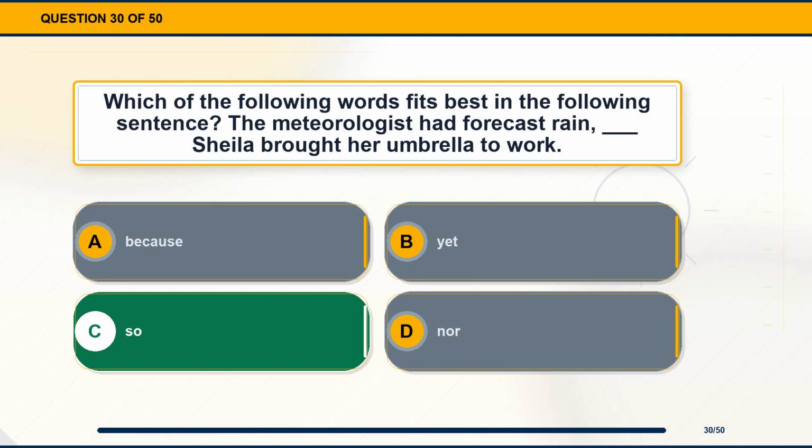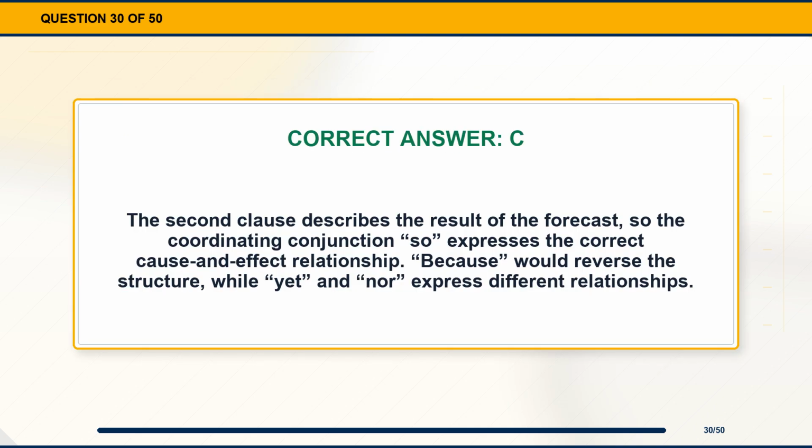The correct answer is option C, so. Explanation: the second clause describes the result of the forecast, so the coordinating conjunction so expresses the correct cause and effect relationship. Because would reverse the structure, while yet and nor express different relationships.